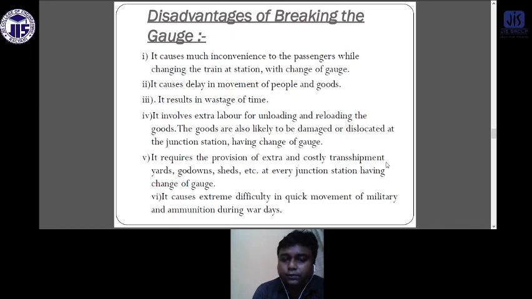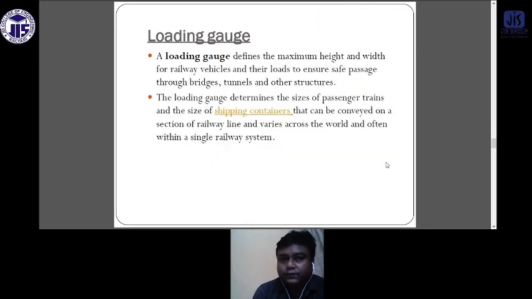It requires the provision of extra and costly transshipment yards, godowns, sheds, etc. at every junction station having a change of gauge. It causes extreme difficulty in quick movement of the military and ammunition during war days.